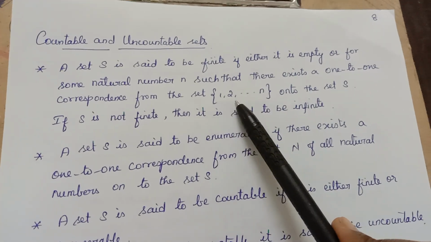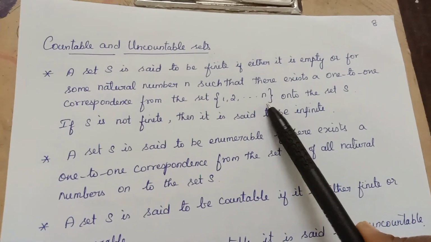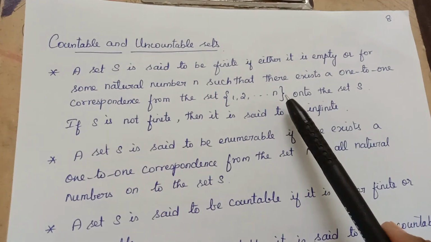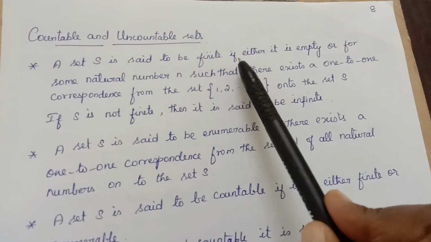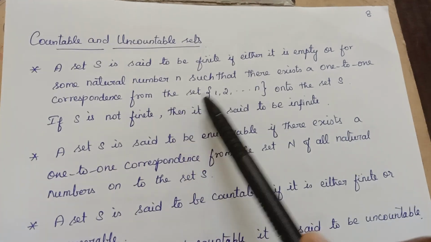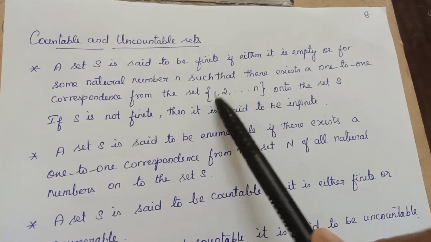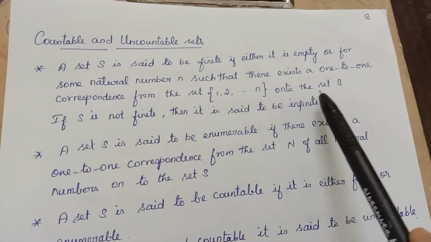See, 1, 2, etc. up to n. This is a finite set. So mathematically, how do you define a finite set? A set S is said to be finite if there exists a bijection, that is a one-to-one correspondence, from the set 1 to n onto the set S.